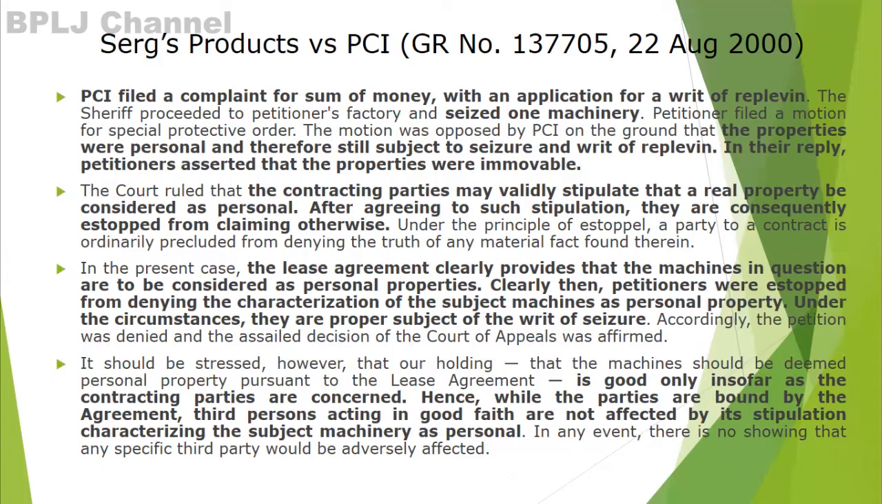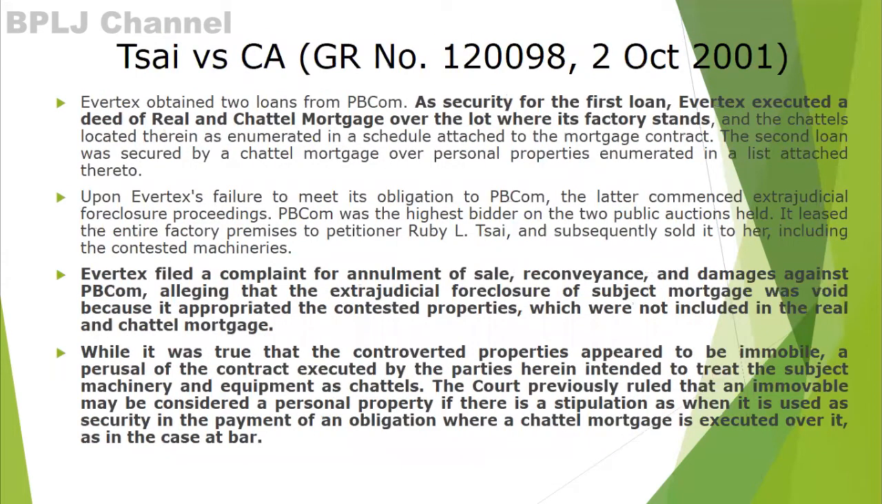However, it is good only insofar as the contracting parties are concerned. So the chocolate making machinery in this case of Serg's Products, even if they are considered as real properties under Article 415, the parties stipulated that they are personal properties. The machineries are personal properties and they are bound by the said stipulation pursuant to the equitable doctrine of estoppel insofar as the contracting parties are concerned.